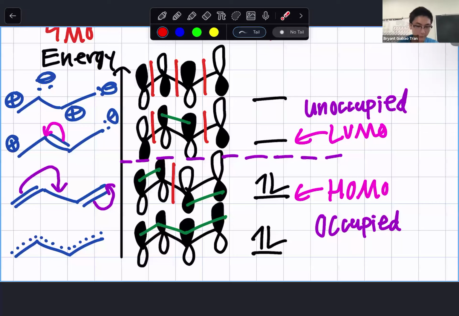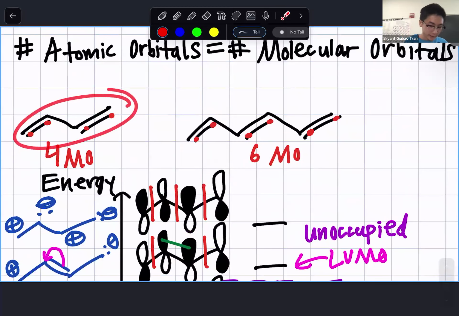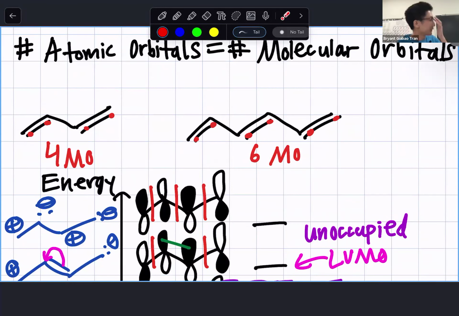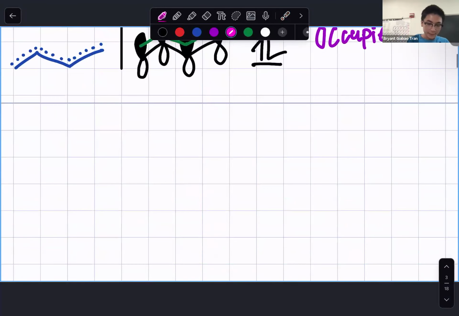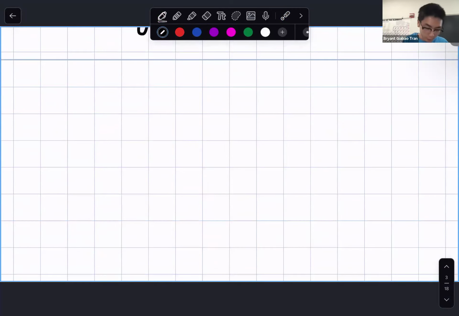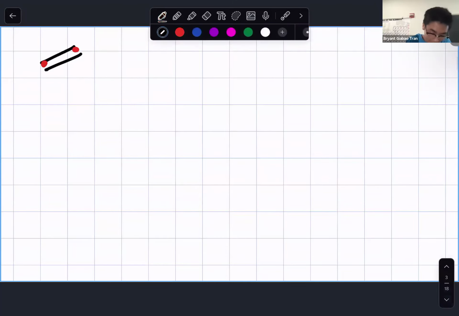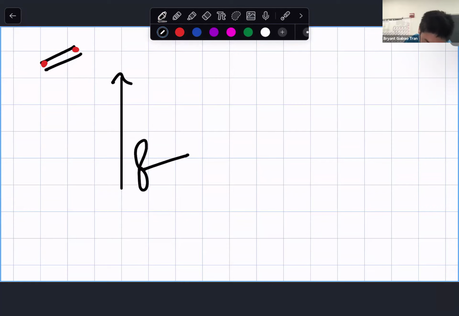So these are the molecular orbitals of this 1,3-butadiene here. Now let's do the molecular orbitals of this alkene right here. How many? Well, we know we have 2 electrons here in that double bond, right? That means we have 2 molecular orbitals. Let's draw those 2 molecular orbitals like this. One is there. The other molecular orbital is this.